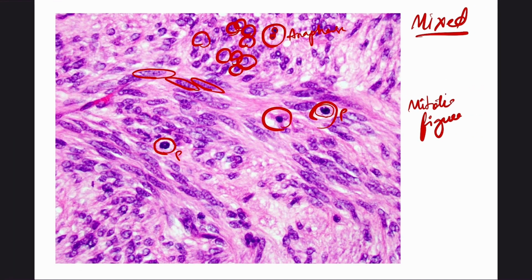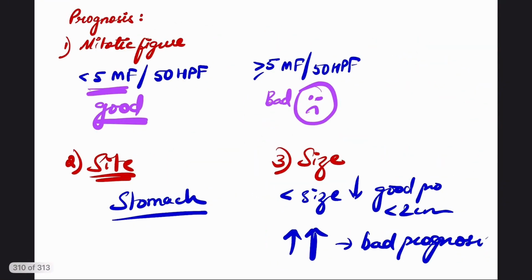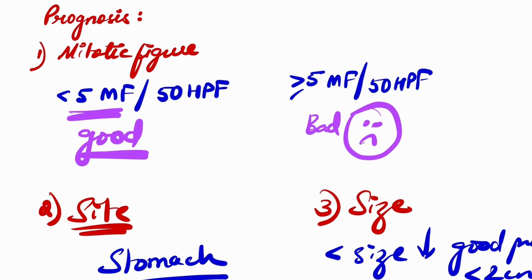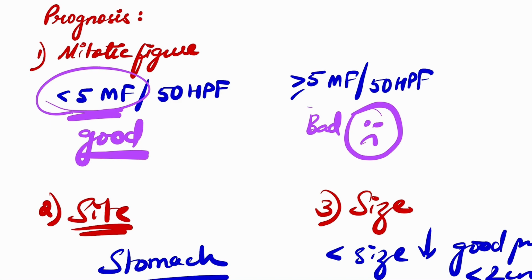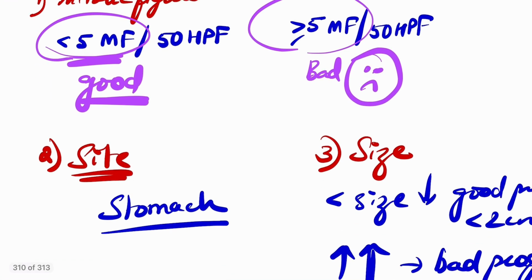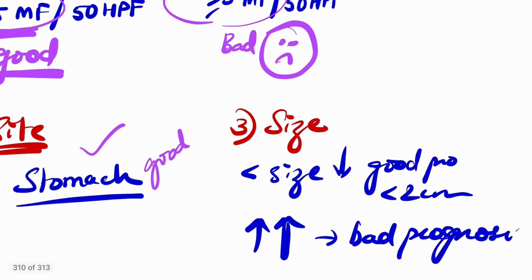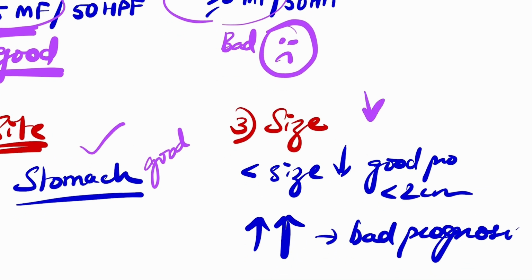Also, you see mitotic figures. Mitotic figures are important for categorizing the prognosis: less than 5 means good, more than 5 means bad. Stomach site is favorable and has a good prognosis. Lower size means good prognosis, increased size means bad prognosis.